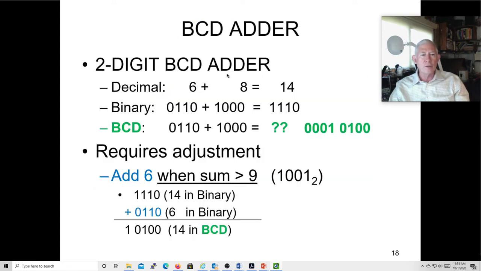All right, so how does this work out? Here's some of the math. 6 plus 8 equals 14. Here's the binary: 6 plus 8 equals 1110. Well, 14 isn't a legal BCD number, so we have to adjust it. We add 6. When you add 6 to this, what do you get? You get 10100, which is 14. So that's correct. Okay, so whenever your sum in a nibble exceeds 9, you add 6, and you make sure you do the carry to the next nibble.